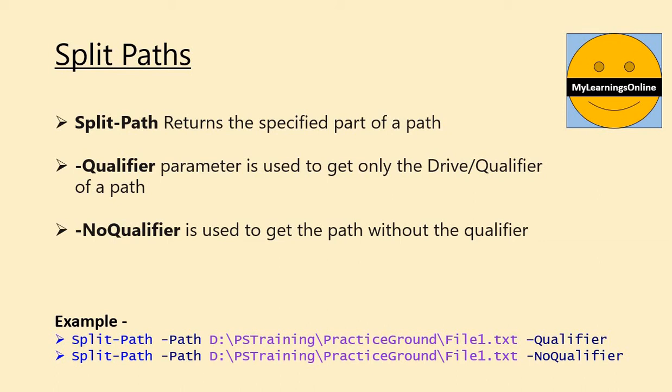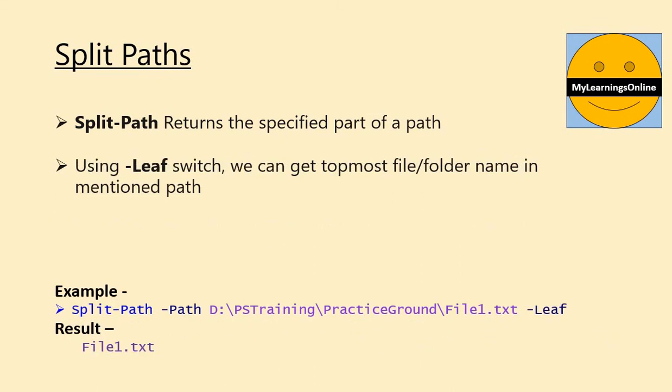In this example, we have two commands. One is using the qualifier parameter and the second one is using the no qualifier parameter. We can easily see the difference by executing both these commands. We can use the leaf parameter to get the topmost file or folder name in the specified path. This topmost file or folder name in a path is also known as the end component of a path. In this example, we are extracting the end component of a path, meaning the end file or folder name, using the leaf parameter.